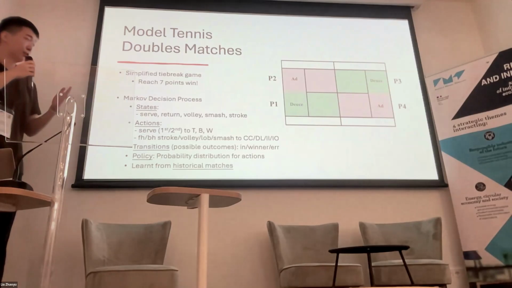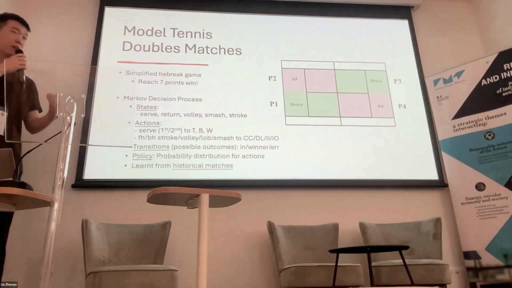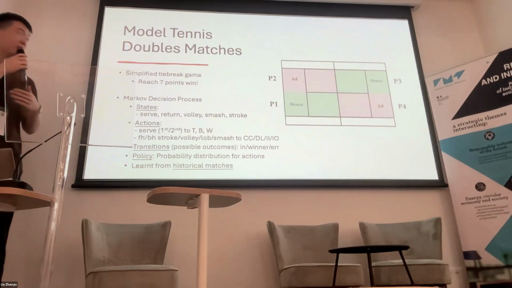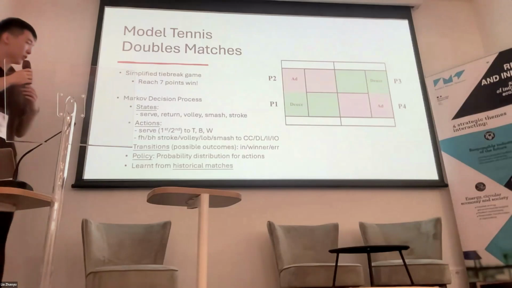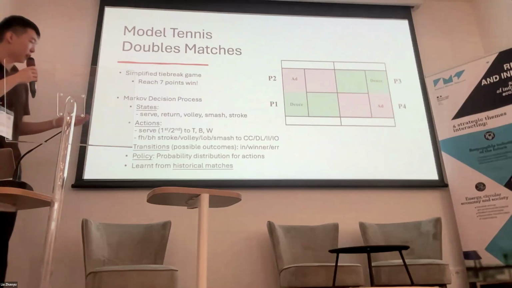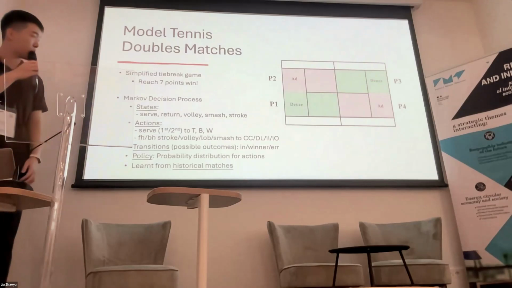If the ball is a winner or an error, it will end this point and go to the next serve. If the ball is in, it will transit to a non-deterministic state until one of the players makes a mistake or hits a winner. The policies represent the probability distribution over actions at different states. Basically, we learn the transitions as well as the policies from historical matches.